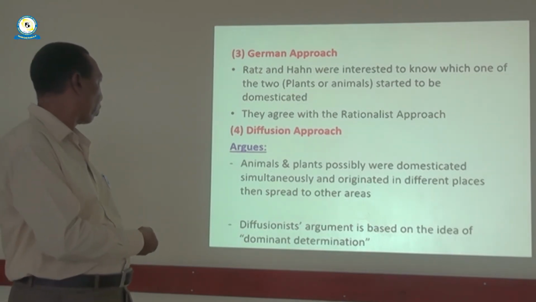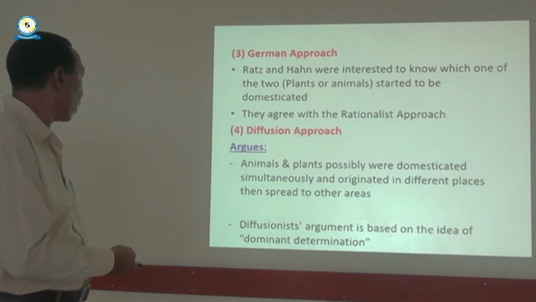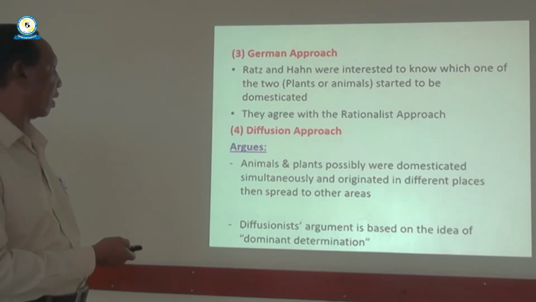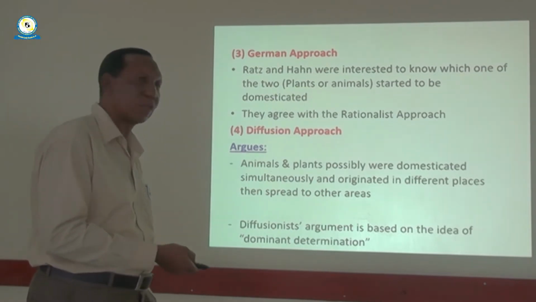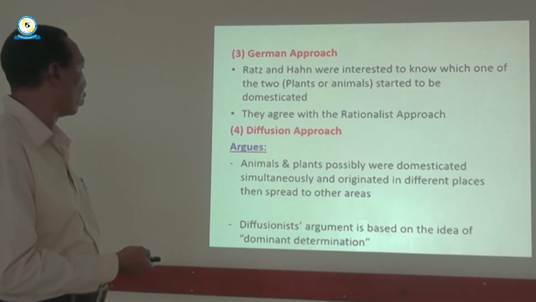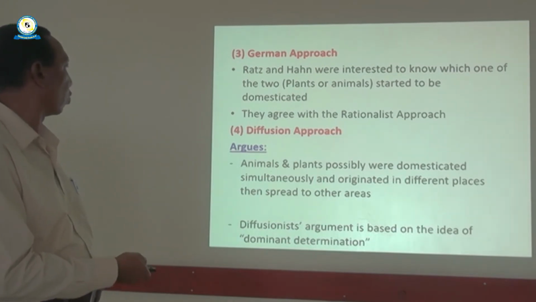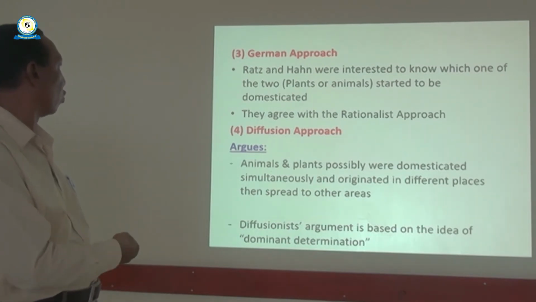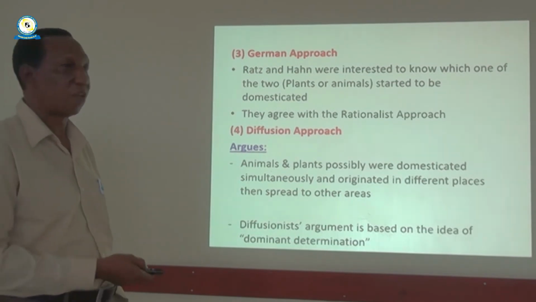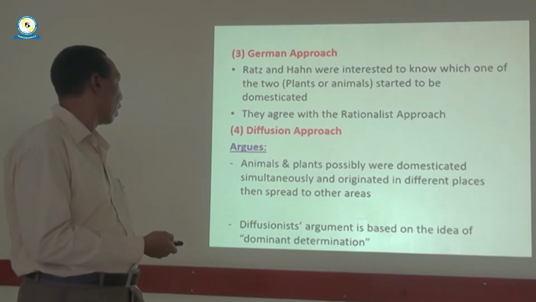Now, the diffusion approach: they argue that animals and plants possibly were domesticated simultaneously and originated in different places, then spread to other areas. This is not new because it was being observed by the rationalists.